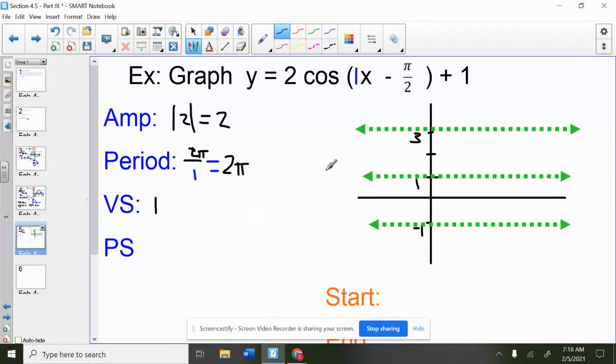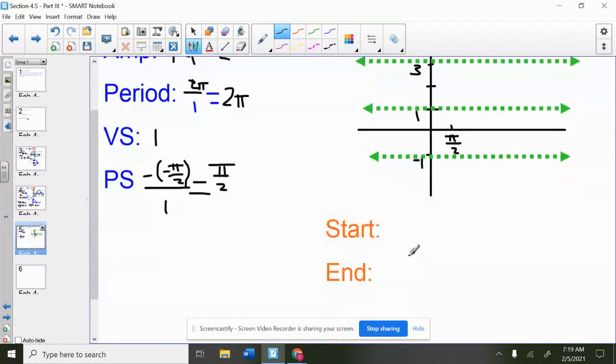Did my vertical shift, my phase shift, I do have a phase shift. So a reminder that this is negative c over b. So it's minus and then negative pi over 2. And then over b value, we said our b value here is 1. So this ends up being a positive pi over 2, divided by 1, which is just pi over 2. So this thing's starting over here at pi over 2, a positive pi over 2. So that's my starting point, pi over 2.